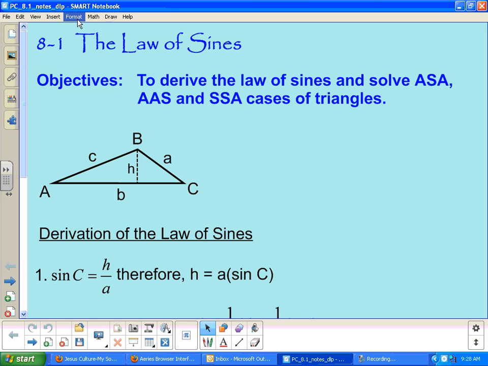So this is one of our two laws. Law of cosines will come next. That helps us find out parts of triangles. So solving triangles, looking for all of the sides, all of the angles.